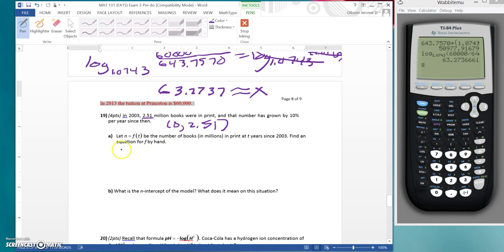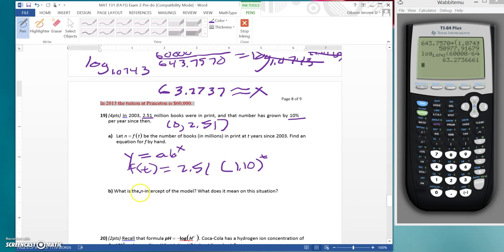So this is what will happen. We know that this is an exponential function. So we will have y equals a times b to the x. Now we're using f of t for y. So f of t is equal to, now we know a is the y-intercept, which here is 2.51. b is basically the growth. Now it says it grows by 10% every year. So we have to write this as 110%, which would be 1.10. And that would be to the t. Okay, so now this is the equation here.